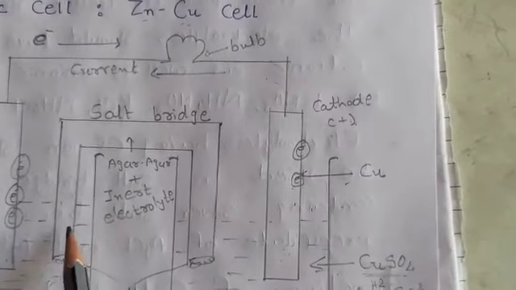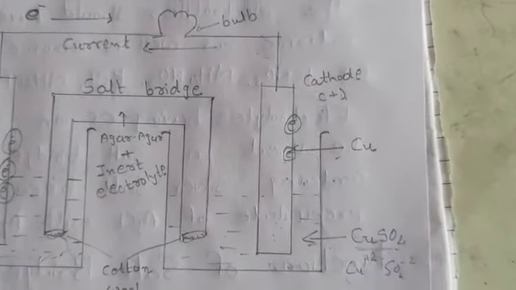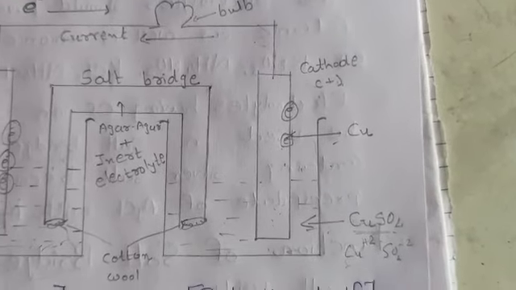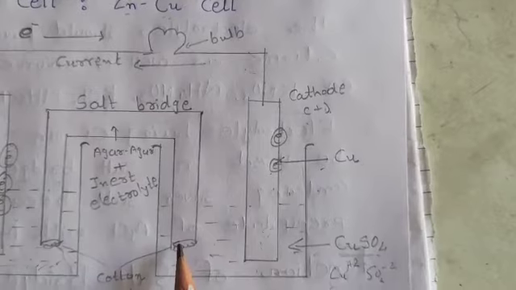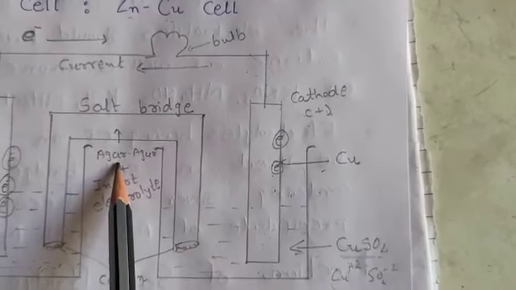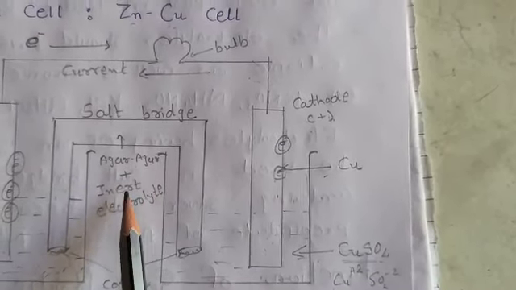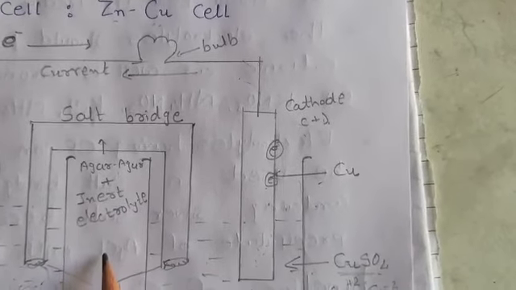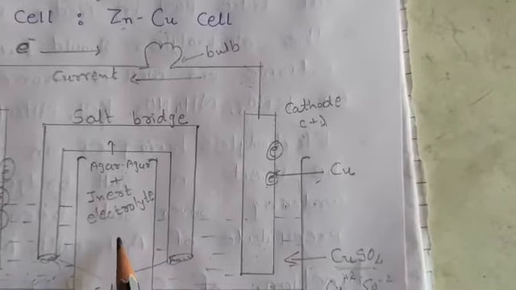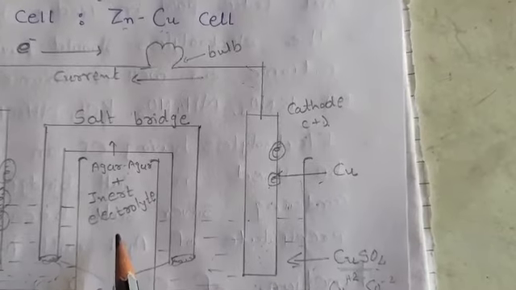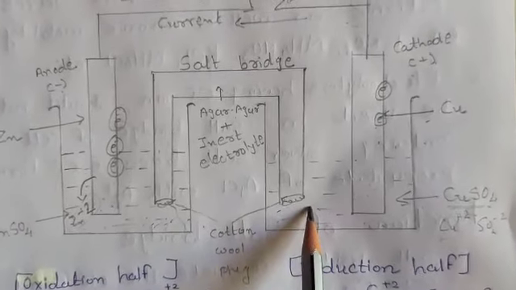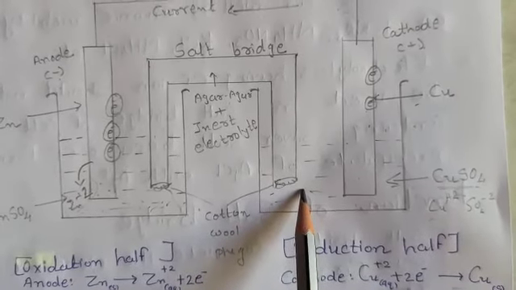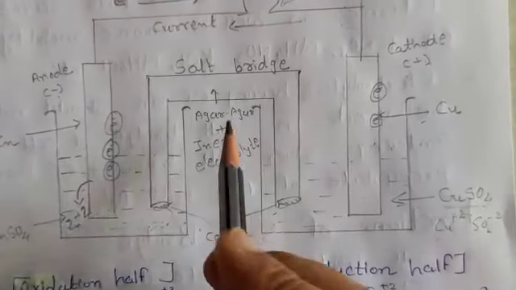We use a salt bridge. You can see that salt bridge. Salt bridge is nothing but a U-shaped tube, right, in which agar-agar solution plus inert electrolyte is filled. This is used for gaining electrical neutrality in both half cells, right.